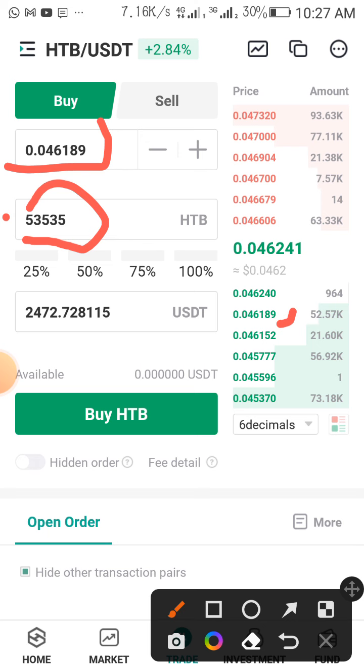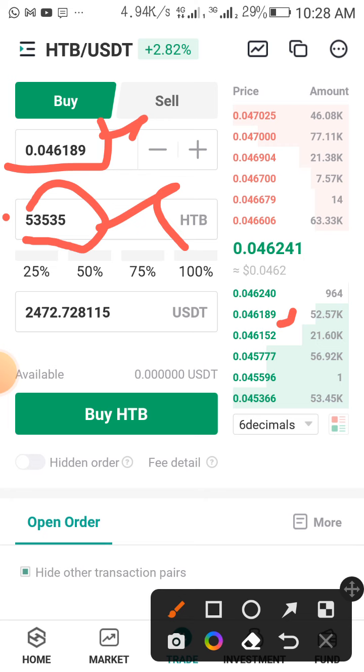Like the total amount that the buyers want to buy at this price range is 53,535 HTB. So it might not be only one buyer, because if I place my order now that I want to buy at that range, the quantity I want to buy will go and add up to it. It will add up to the 53,535 HTB.